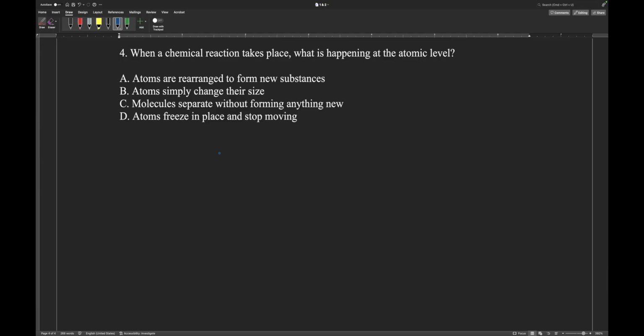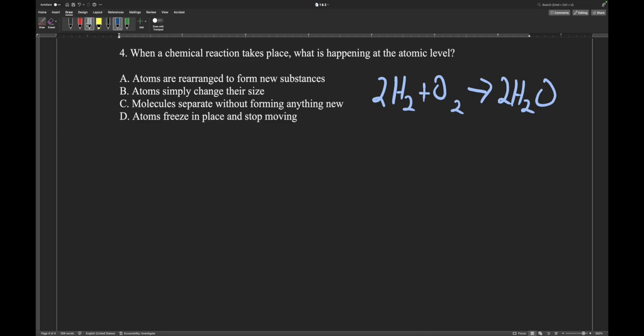All right, moving forward. It says, when a chemical reaction takes place, what is happening at the atomic level? So it's basically saying, for example, H2 plus O2 goes to 2H2O. Is that right? Well, to keep it balanced, it would look like this: 2H2 plus O2 goes to 2H2O. But this is what it's asking for. I'm going to go through the options and come back to this chemical equation.